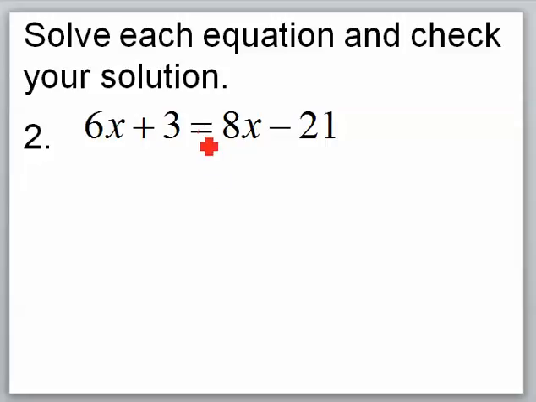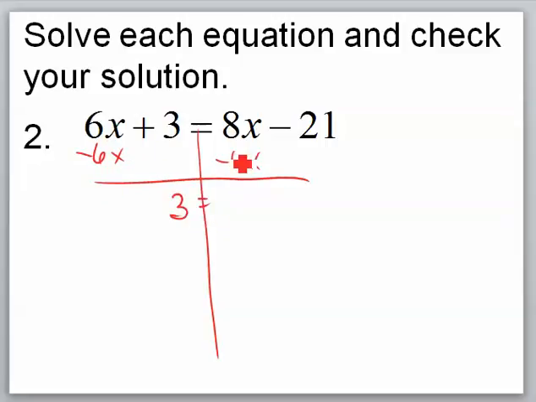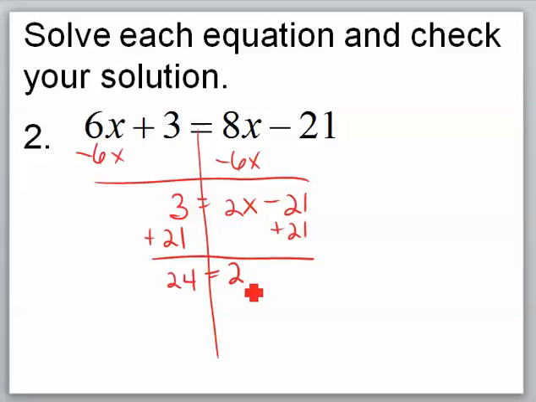On the next problem here, again, draw the line down the equals. On the left-hand side, I can't combine anything. On the right-hand side, I cannot combine anything. So what I'm going to do is pick the smallest x to move. And I'm going to go ahead and move the 6x to the right-hand side. That gives me 3 equals 8 minus 6, which is 2x. Then what I want to do is get rid of the minus 21 by adding 21 to both sides. That'll give me a 24. And then I'll divide by 2 on both sides. And I get 12 as my solution.